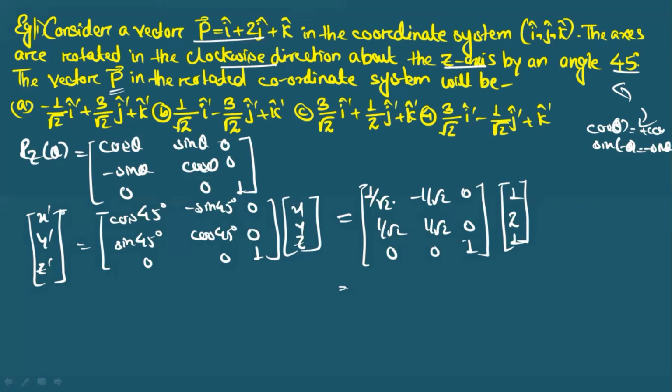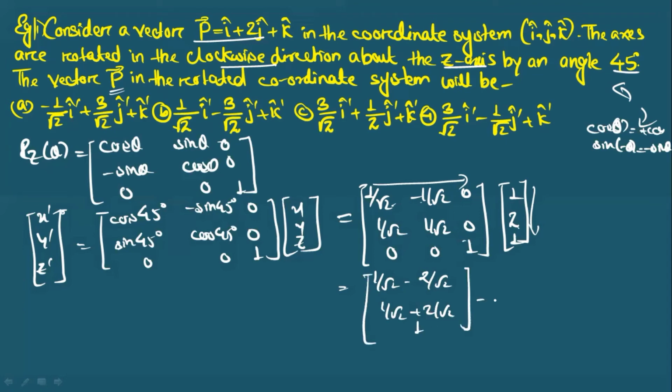When you multiply this way, row by column, you will get what? 1 by root 2 minus 2 by root 2. Next you will get 1 by root 2 plus 2 by root 2. And next you will get just 1, right? So when you solve it, you will get minus 1 by root 2. This will give you 3 by root 2. This is 1.